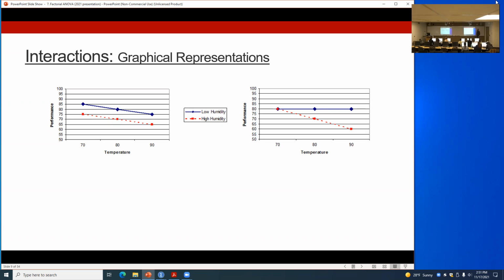If we see here, we've got parallel lines. The relation of linear increase in temperature on performance is the same across high and low levels of humidity. We bump up the temperature, performance decreases, but it decreases at the same rate as it does in high levels of humidity. So we're good here.